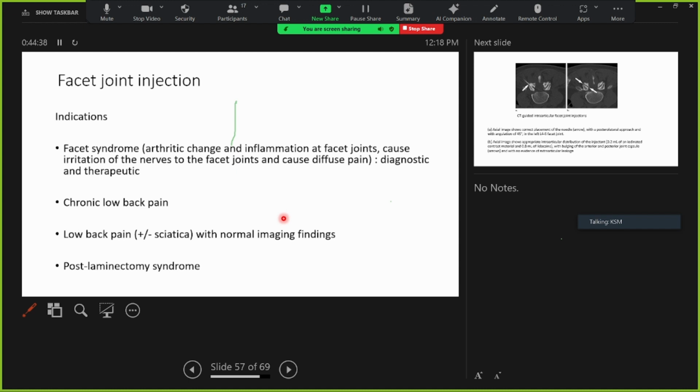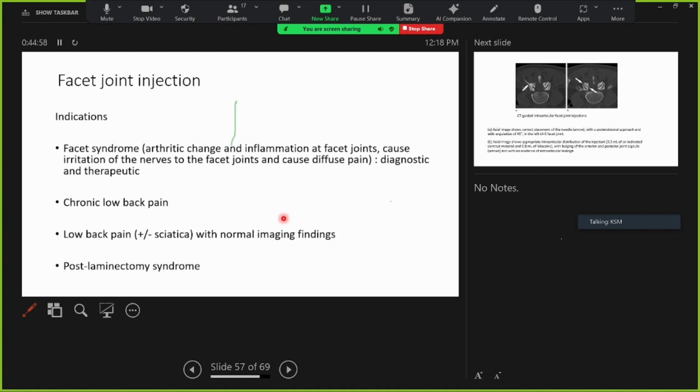Facet joint injection. Facet joint pain is a poorly diagnosed condition, I think. Some patients come and say diffuse pain. It is not related to actually one nerve root, or you can't isolate where it is. So that kind of patient we can give facet joint injection.